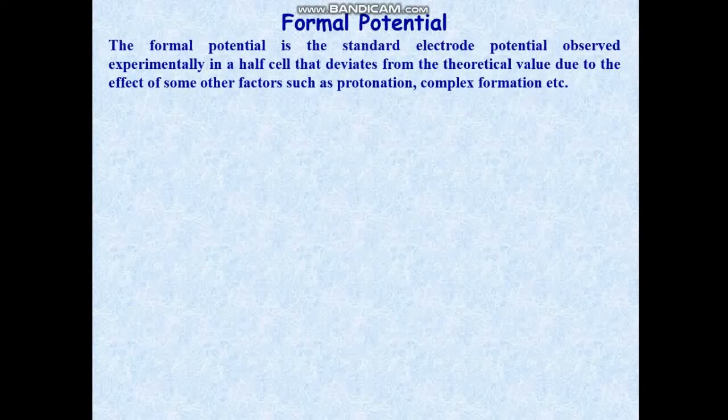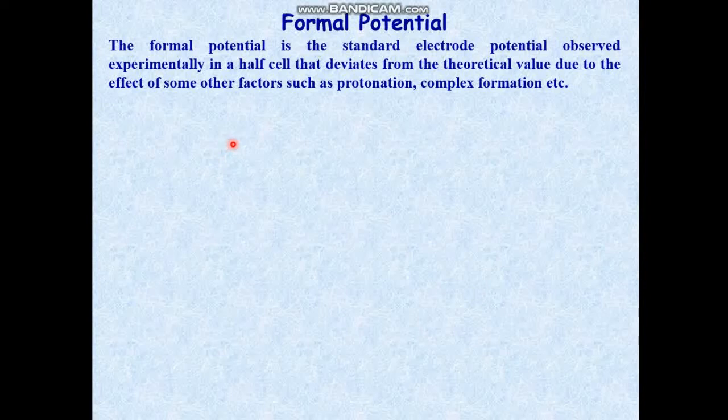When the half cell reactions are taking place, it is found that the original E0 value deviates from the theoretical value. So let us find out what the definition of formal potential is. It is also known as the conditional potential.